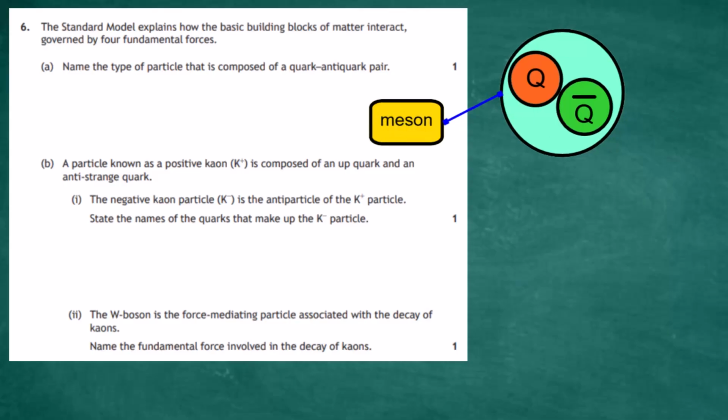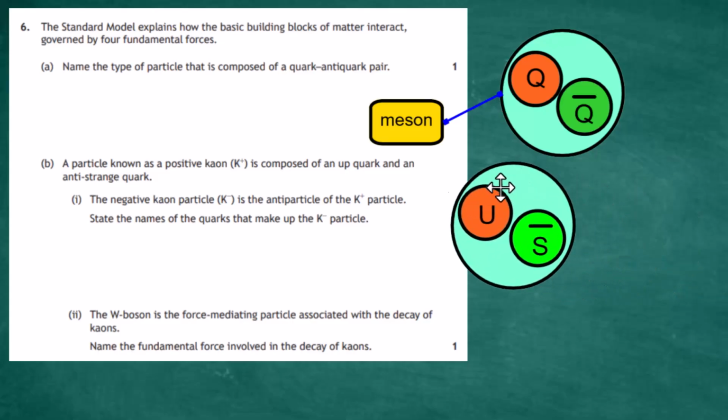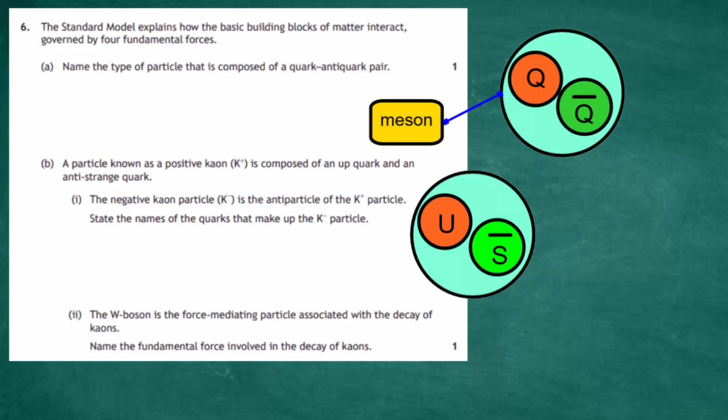A meson is going to have 2 quarks. One of them is an antiquark and the other is an ordinary quark. So the answer to Part A is a meson. Part B, it says a particle known as the positive K plus is composed of an up quark and an anti-strange quark. And here's that particular particle here. It's composed of an up quark and an anti-strange quark.